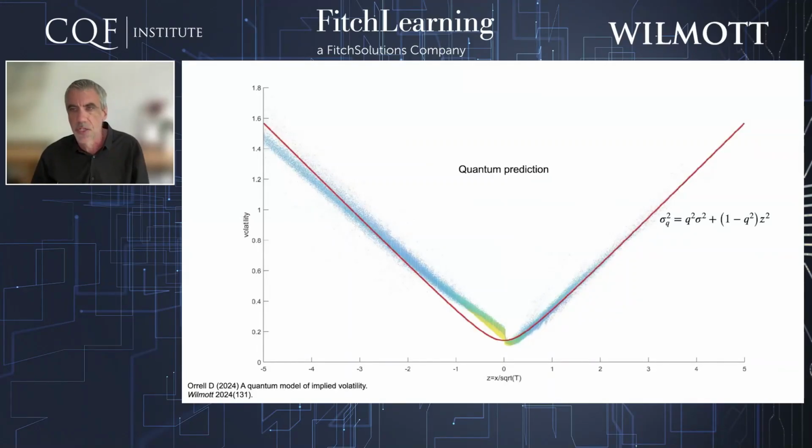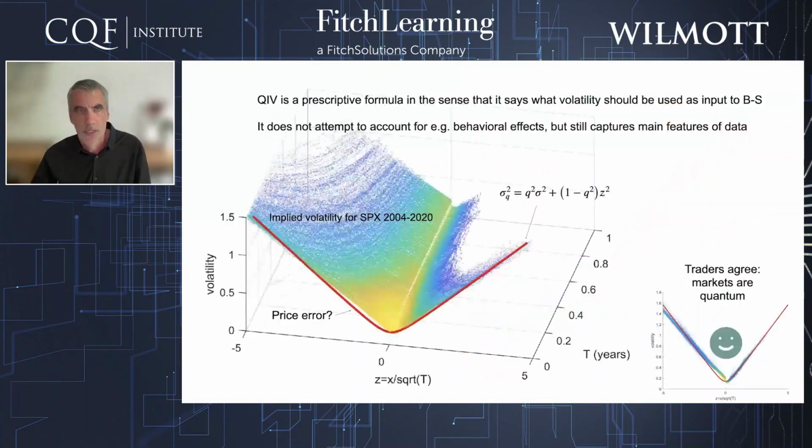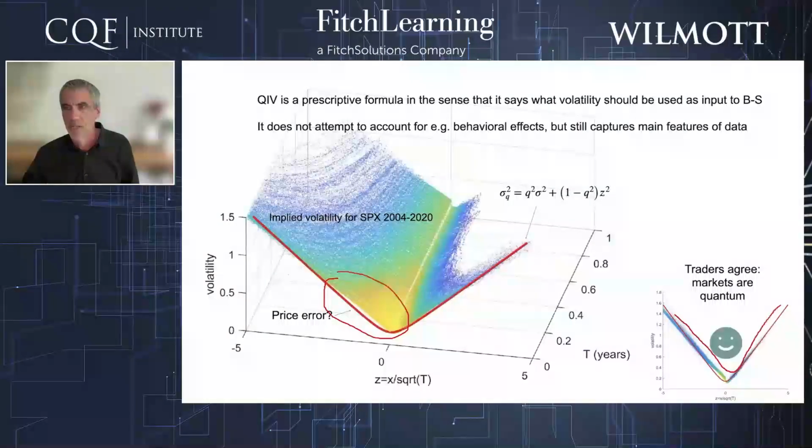And then you compare the quantum prediction. And this really is a prediction in the sense that the quantum model was derived from a model of asset price behavior, so nothing to do with options. So again, this is a prescriptive formula in the sense that it says what volatility should be used as input to Black-Scholes. So it does not attempt to account for things like behavioral effects, but it still captures the main features of the data. So it's like traders are behaving as if they have a quantum model in their mind. And the model is not perfect, and you have these areas like here where there's deviation between the model and the observed data.